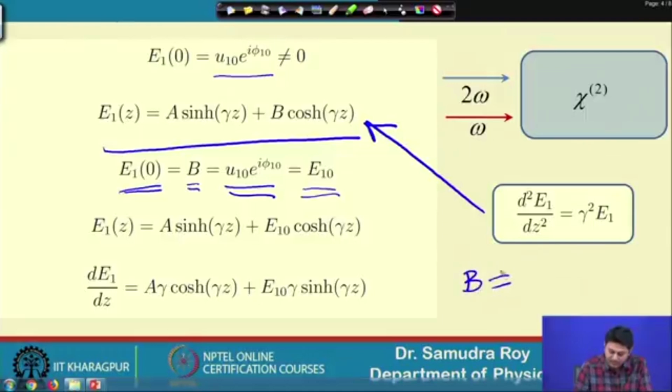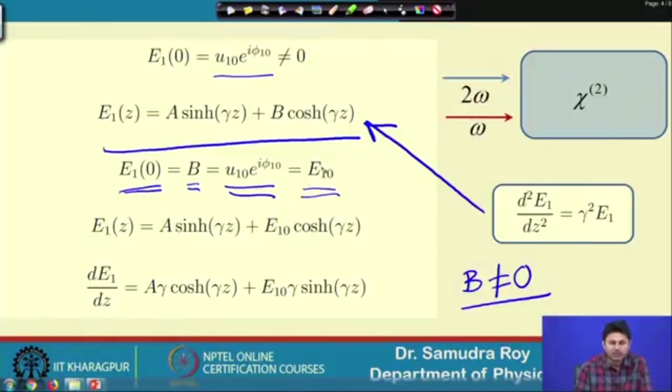Previously, if you remember the previous calculation, B was 0, because in the input we considered that there is no fundamental or E1 field. So, that is why this quantity was 0. Now, in a similar way we try to find out what our A is.